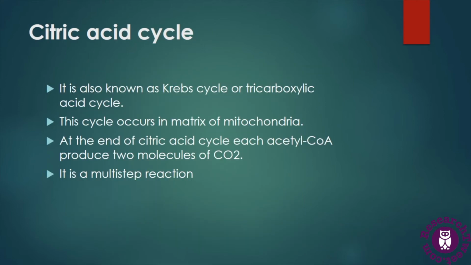Now this acetyl coenzyme A takes part in the citric acid cycle, which is also called the tricarboxylic acid cycle or Krebs cycle. This cycle occurs in the matrix of mitochondria, and it is a multi-step cyclic reaction where each acetyl coenzyme A is converted into two molecules of carbon dioxide, CO2.